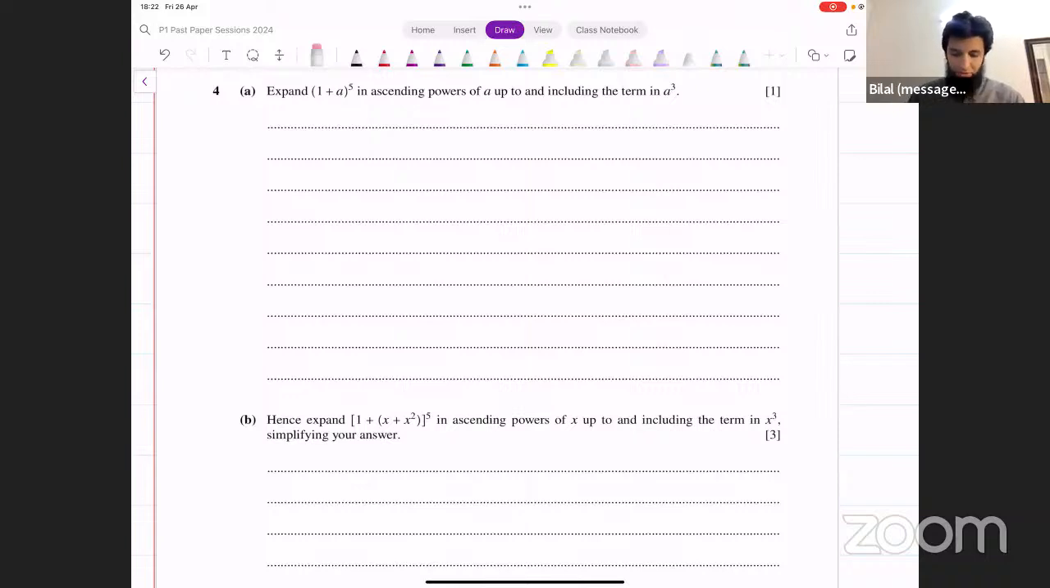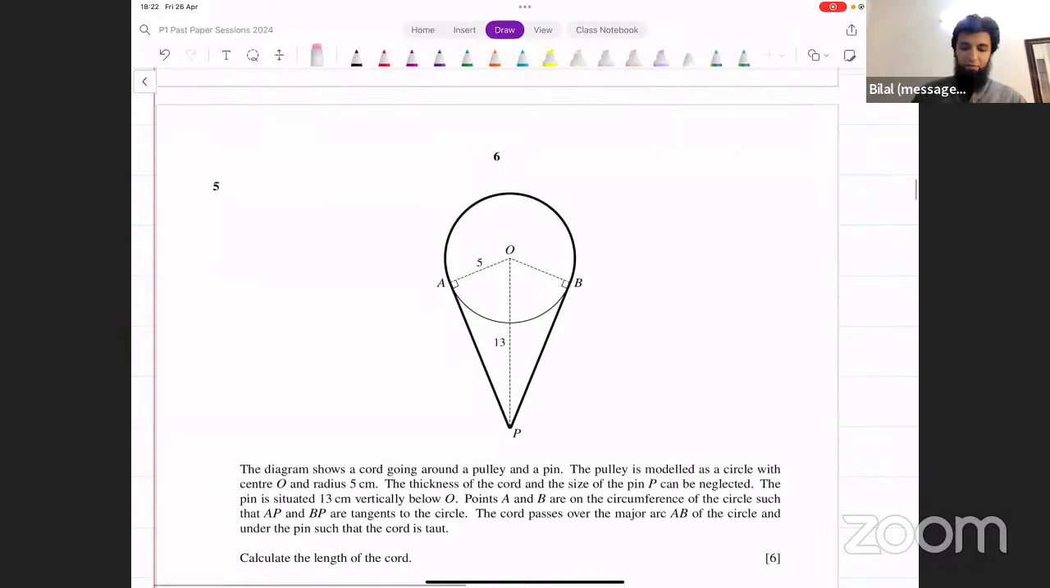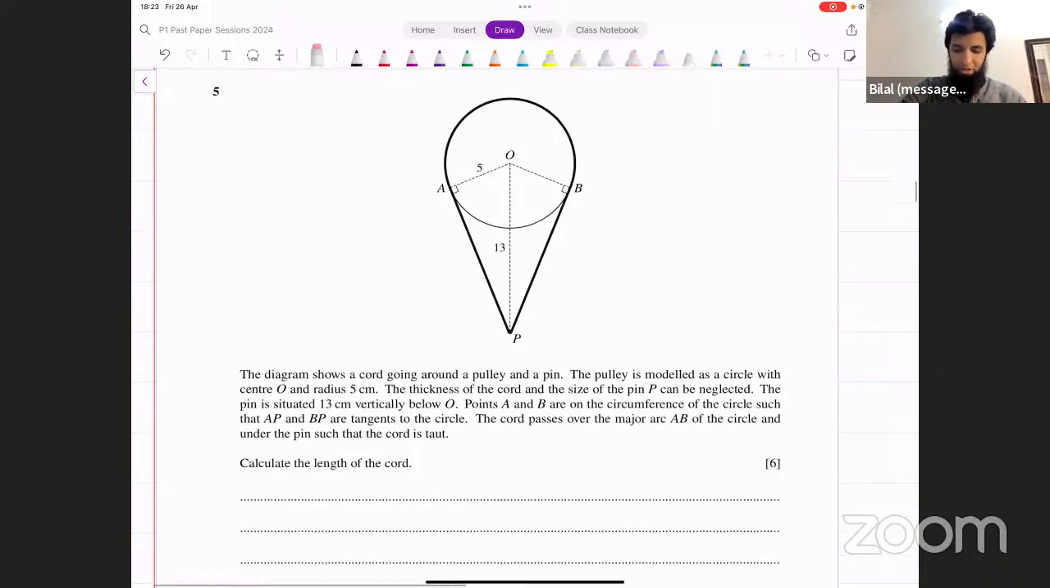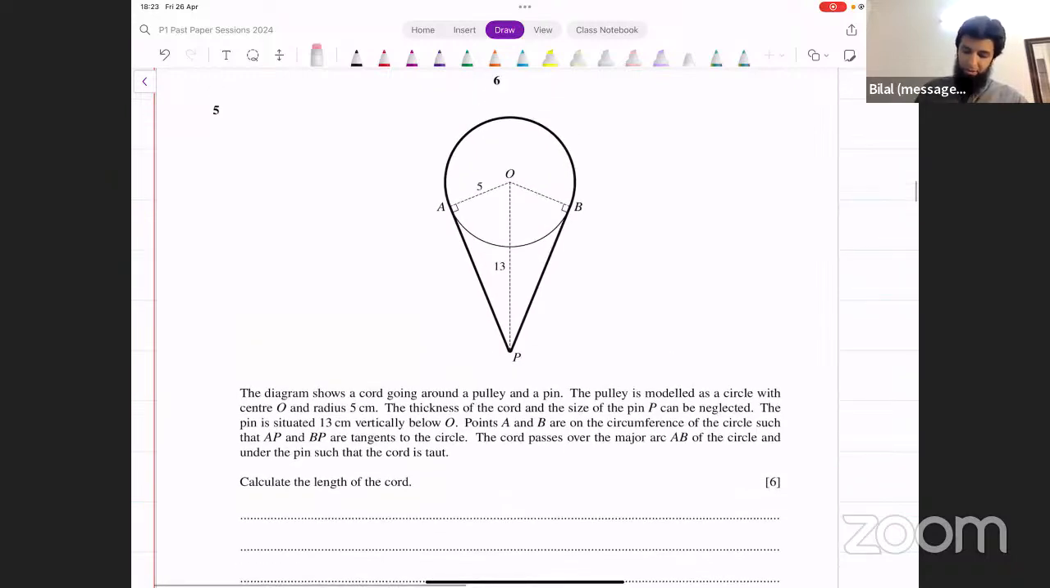Okay, so there are no votes for this one. We have 5. Okay, let's do 5 now. It says the diagram shows a cord going around a pulley and a pin. Okay, so this is the pin and this is the pulley. And you have a cord going around these two things. So this is the whole cord.